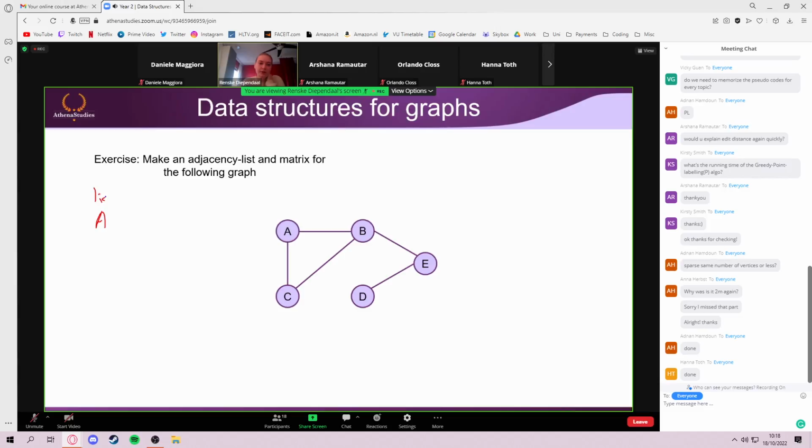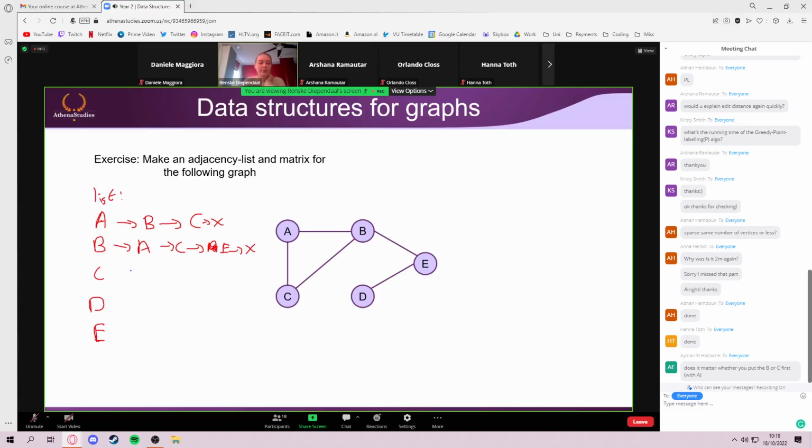So for the list, I just write down each vertex first, so A, B, C, D, and E. And then I check the neighbors. So A points to B, and A is connected to C. So you just write down A, B, and C. B is connected to A, to C, and to E. And that's it. C is still connected just to A and B.